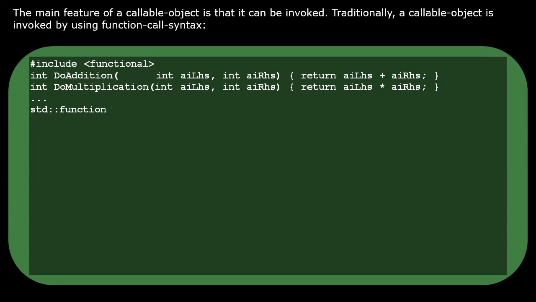Look at this initialization statement. Here, doMath is a variable. It's a callable object variable. We're initializing it to a callable object value. One possible value is the name of any ordinary C++ function, like this doAddition.